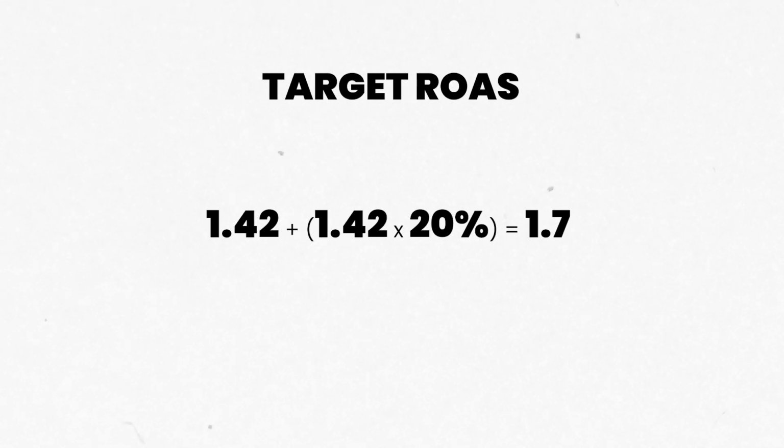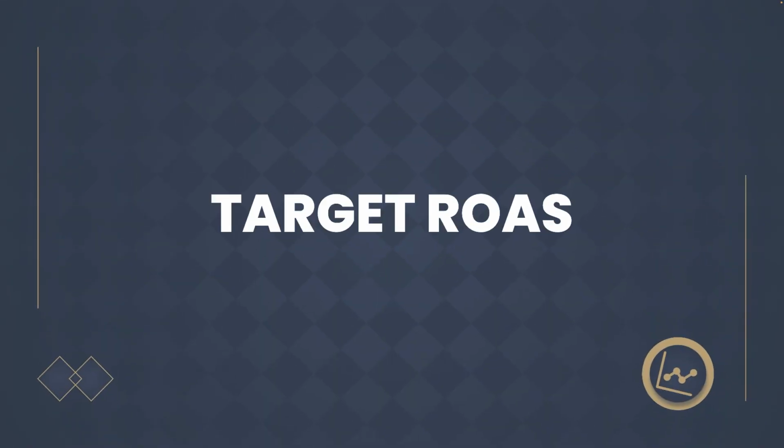That would be 1.7x ROAS that you would want to have. I would highly recommend you just focus on break-even ROAS, because that's usually a good indicator. But let's say you want to be less aggressive with your spend. Maybe you just want to be as profitable as humanly possible. In that case, you would cut your ads at 1.7.